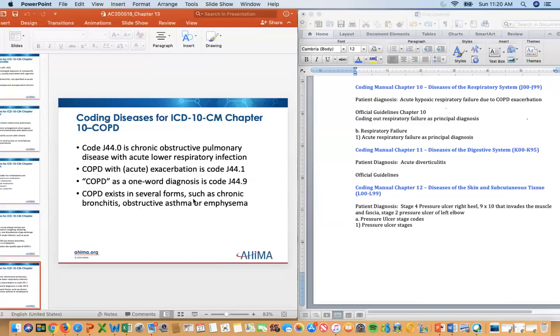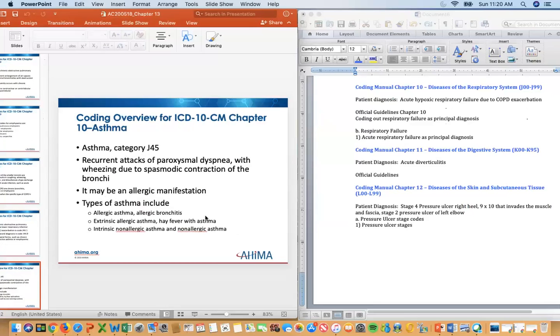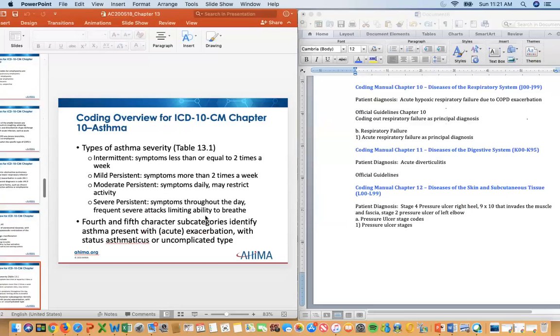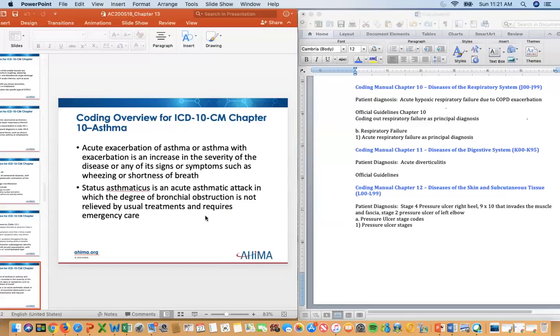Okay, then we have J44.0, obstructive pulmonary disease with acute lower respiratory infection. COPD with acute exacerbation is J44.1. And COPD as a one-word diagnosis is coded as J44. COPD exists in several forms, as they stated. We have asthma. I'm just going to keep making our way through.